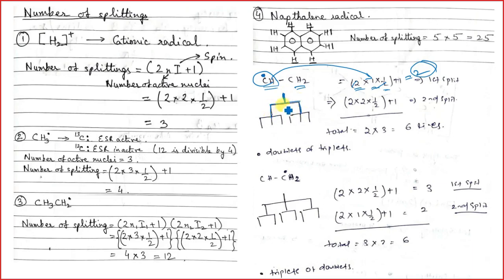Then there is a splitting. Now for this one, what will you have? We have 2 protons, 2 into half, so this gets cancelled out. So we get 2 plus 1, 3. So we have 3. Now each of these 2 splittings will be broken down into 3. This one is again broken down into 3 and this one is also broken down into 3. So we call it doublets of triplets. In total, there are 6 lines.